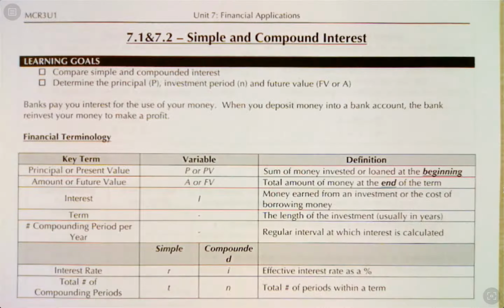Okay, this is lesson 7.1 and 7.2, simple and compound interest. Now, depending on how the units proceed, this could be titled 8.1 and 8.2. But at the time of recording, I anticipate this being our 7th unit. So 7.1 and 7.2. In this video, we're going to compare what simple and compound interest are.